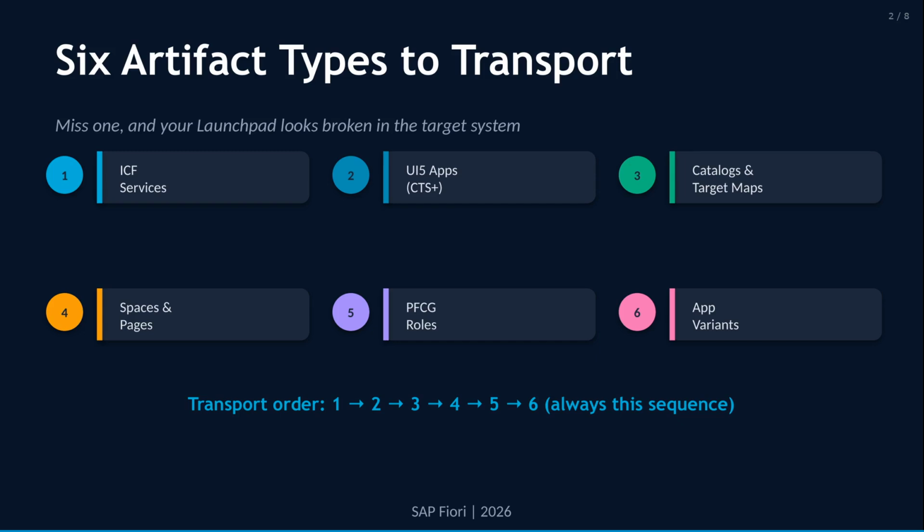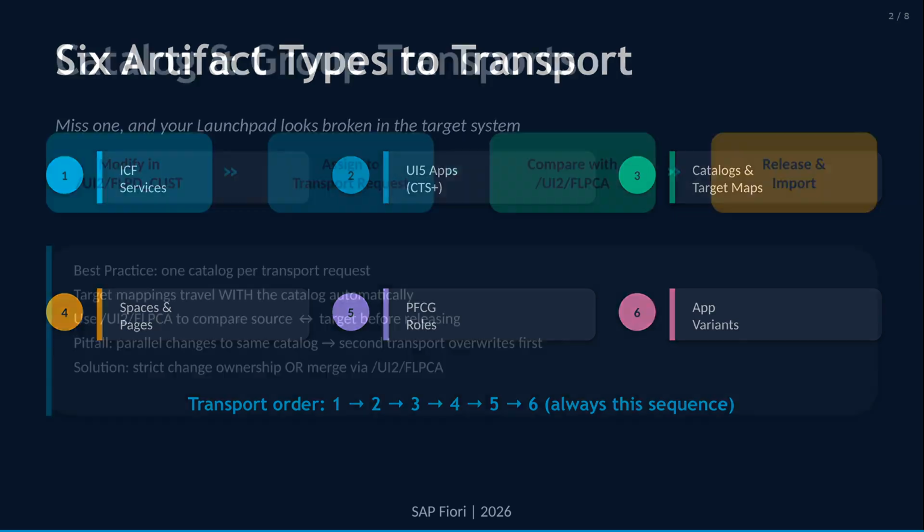Miss any one of these, and your Launchpad will look broken in the target system. The key insight is that Fiori transport is not a single transport. It is an ensemble that must arrive together.